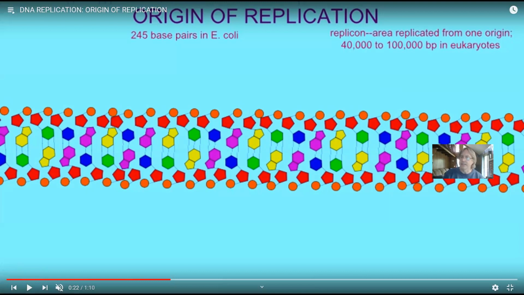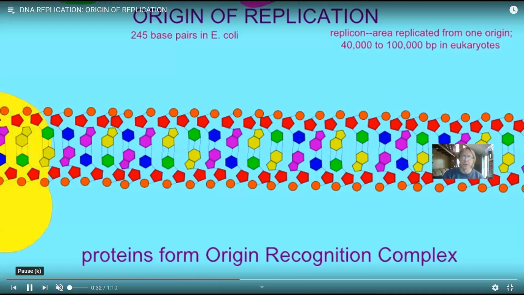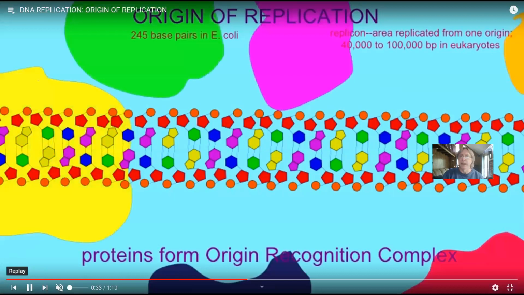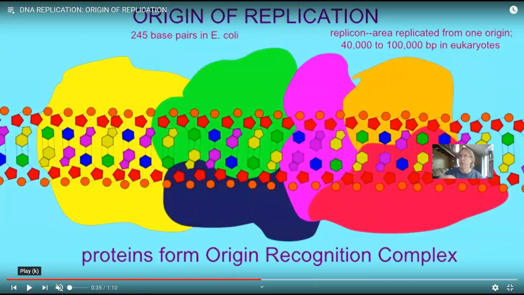So eukaryotes, having so much more DNA, can't get by with simply one origin of replication or even one per chromosome. In humans, there are multiple origins of replication on a single chromosome. So here's an origin, a little farther on there's another origin, and the area which is replicated from one origin is what's called the replicon, which can vary between 40,000 and 100,000 base pairs.